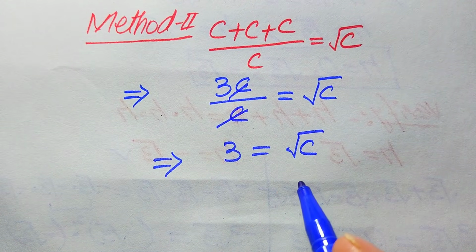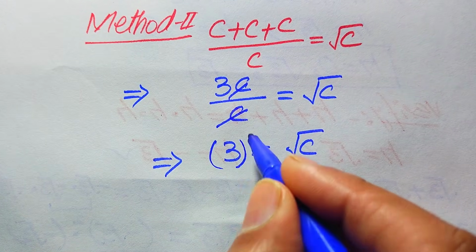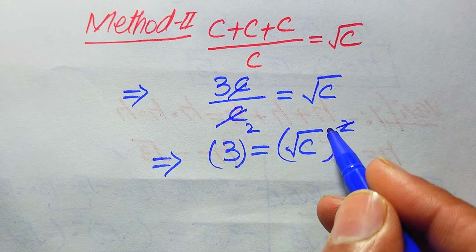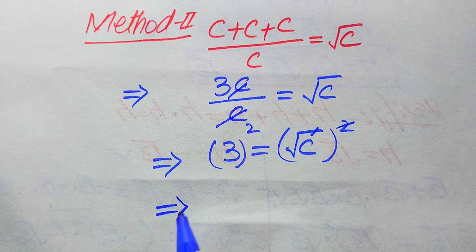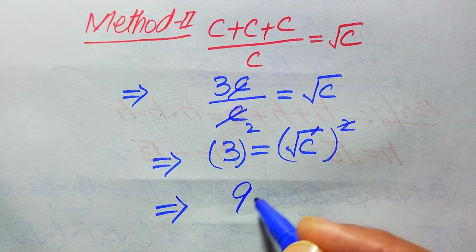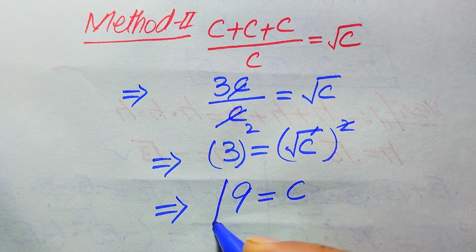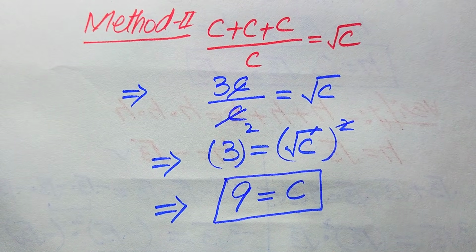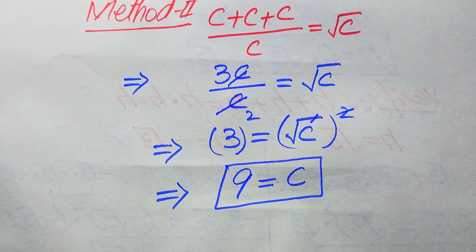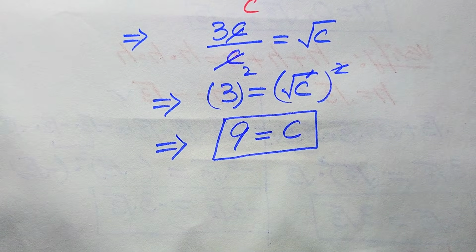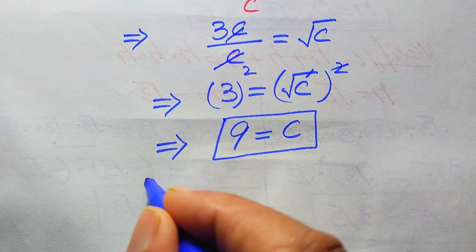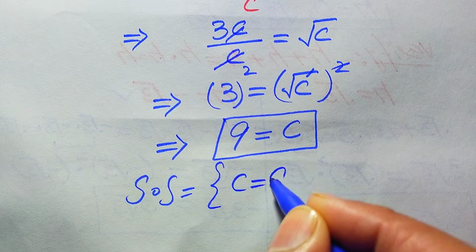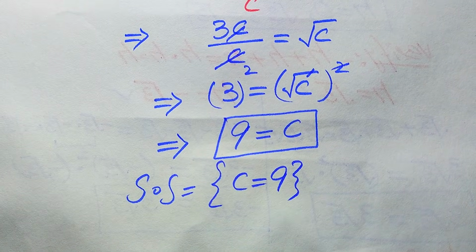Now for the value of c, we need to square both of the sides in order to remove this square root sign. So the square and square root cancel, and we get 3 squared, which becomes 9, equals c. This is the value of c which we get in the second method, and in the first method we already verified that this value of c satisfies our given question statement. Finally the solution set of this question is c equals 9.